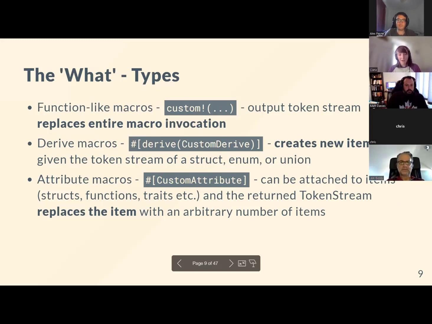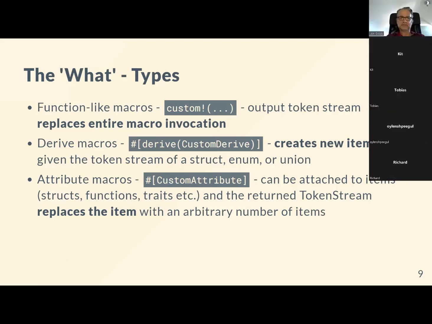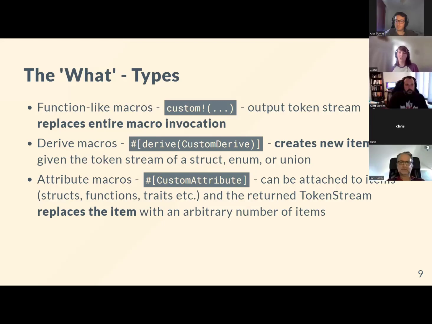There's also attribute macros that can be attached to items, so structs, functions, traits, and in that case, the token stream returned replaces the item with an arbitrary number of other items. So if you've used Rocket, then you might have a Rocket main function, which you might annotate, and the Rocket macro will generate all the functions that you need based on the function that you've input.